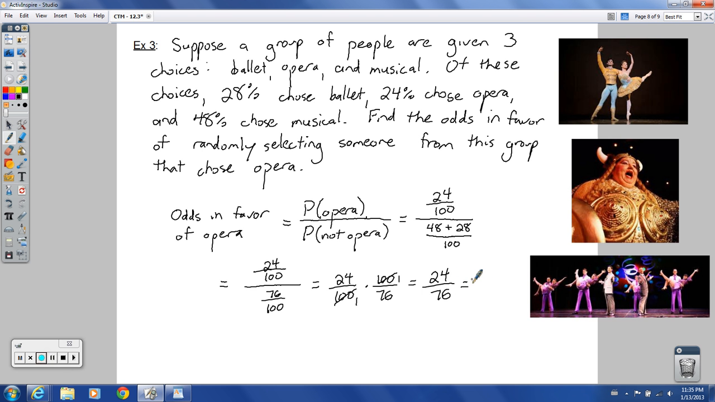This though reduces, let me write that down here because I think I'm about to run out of room. This can reduce, you can divide by 4 and 4 and you can get 6 over 19. You can also write that as 6 with a colon and 19 that way. So that means for every 6 people that chose opera, there were 19 that didn't choose opera. So the odds in favor of opera would be 6 to 19.